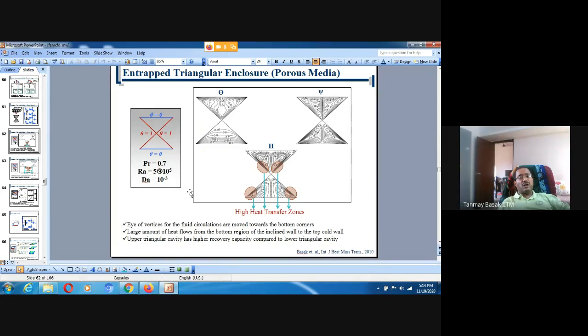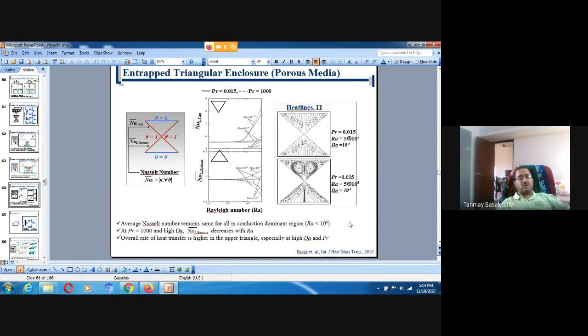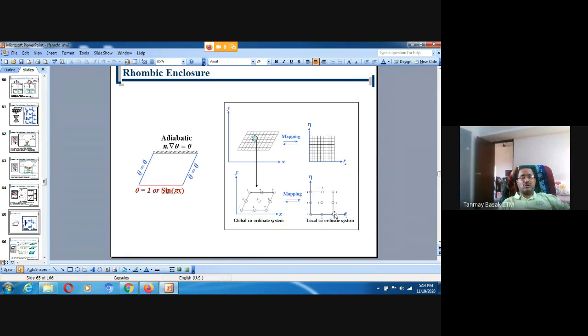Similarly, one can have the high transport zone, the high heat function gradient, for the porous media calculations, and then we can entrap porous media in the triangular enclosure. We obtain different kinds of flow structure. We can see the top portion and bottom portion have different flow structures, and that is based on the heat line concept, and this can be deduced from our FEM calculation.